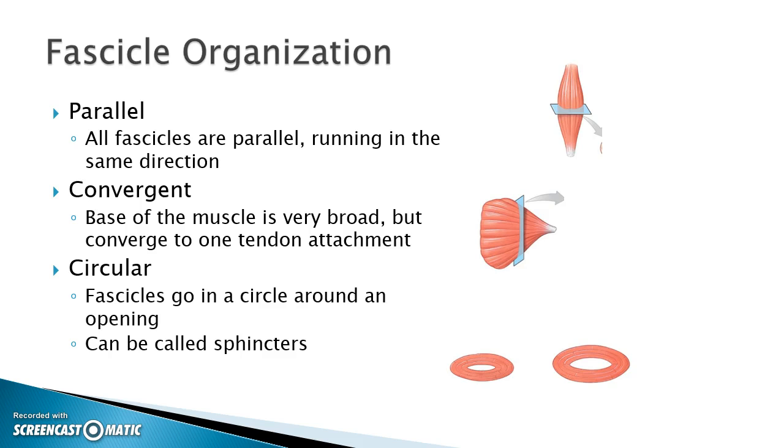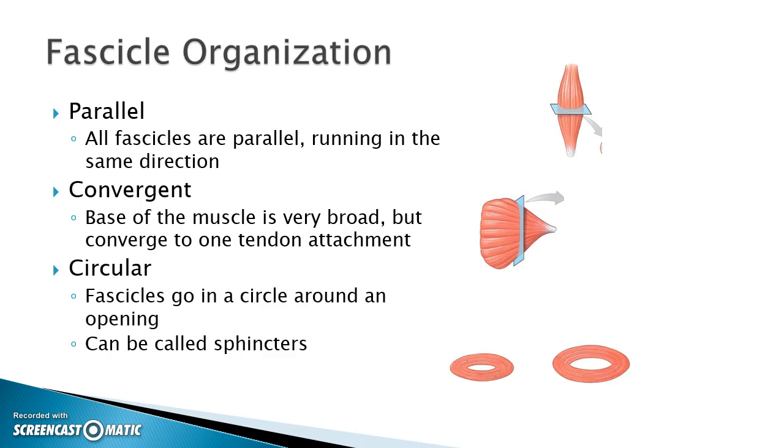Parallel fascicles all run in the same direction. One muscle with this type of arrangement is the biceps femoris. In the convergent arrangement, the beginning of the fascicles cover a wide area, but they all converge onto one tendon. The pectoralis major is an example of this arrangement.